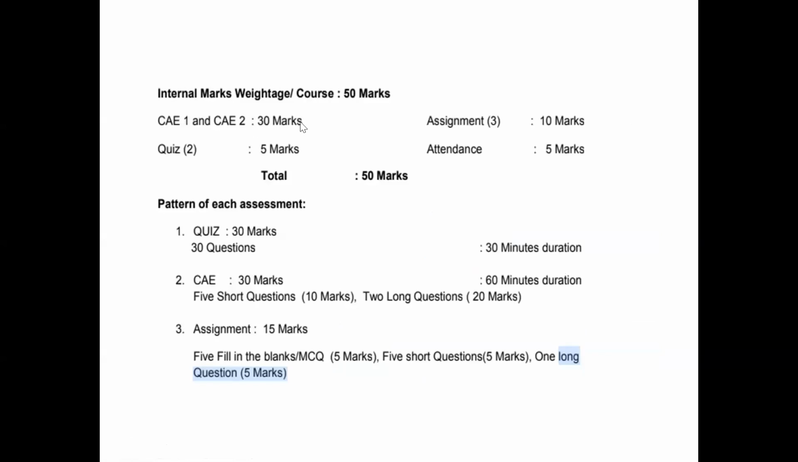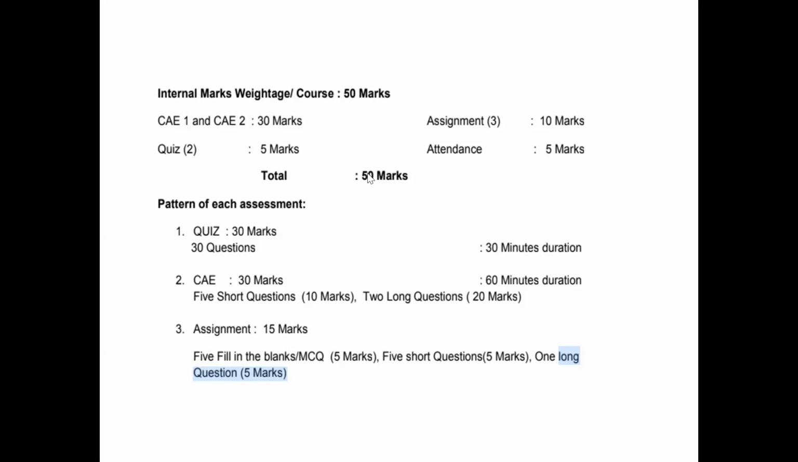calculate your internal marks out of 30 from your CAE, assignment marks, quiz, and attendance. All together we are going to calculate 50. Are you clear? So first we will give quiz for 30, CAE for 30, and assignment for 15 we will consider. This is the split up I gave, but we try to give 3 assignments, 2 quizzes, and 2 assessments.